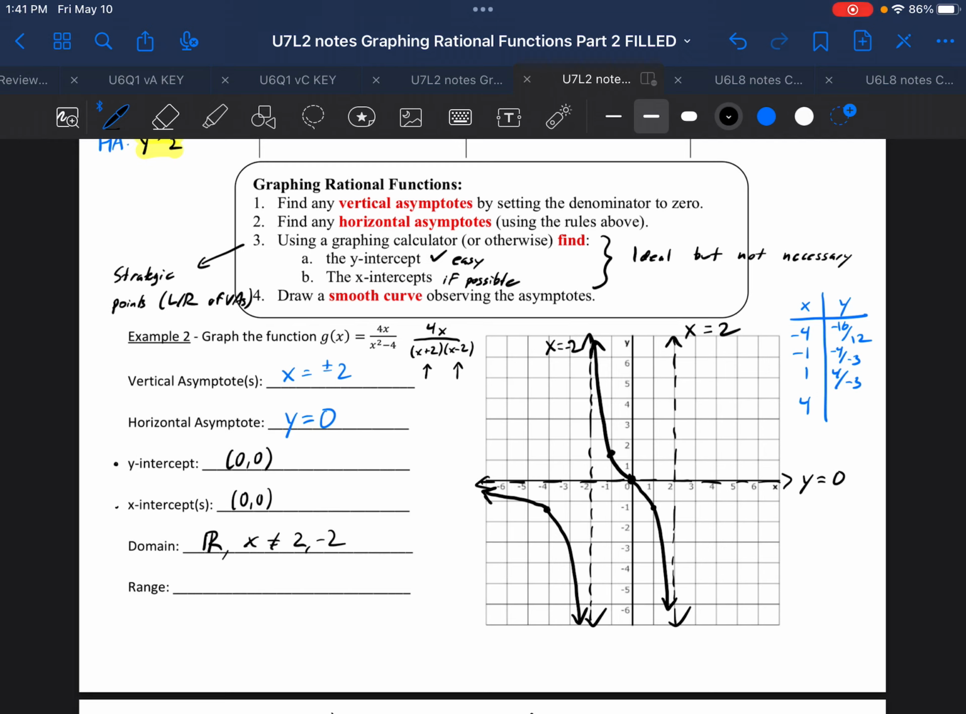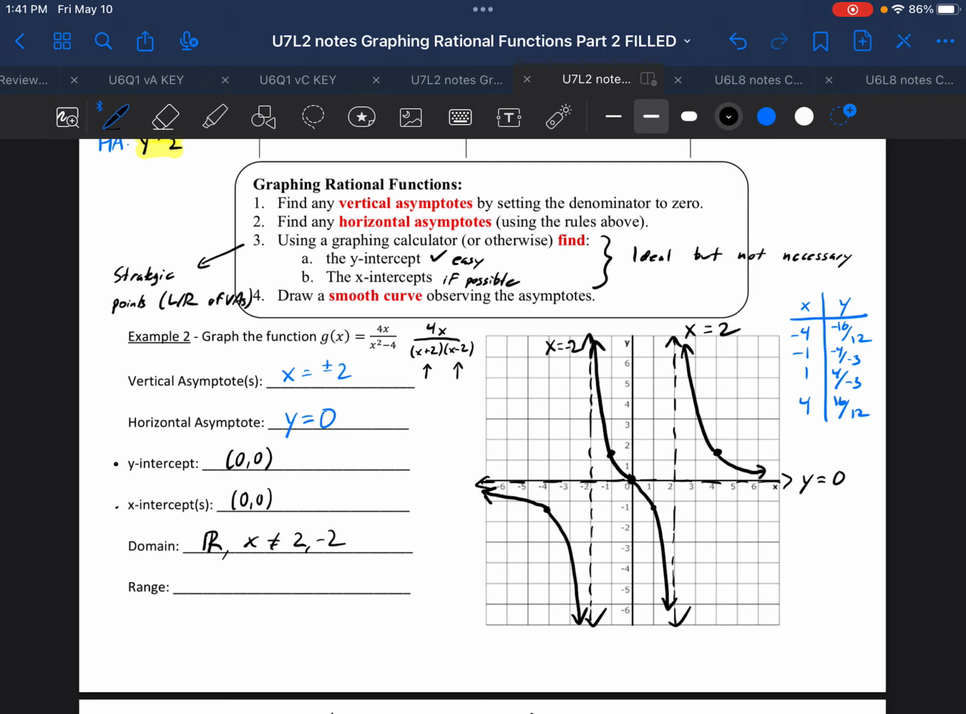In the last case, if x is positive 4, we get 16 over 12, which is 4 over 3. So when x is 4, we get 4 over 3, and we get this part of the graph looking like that. So you can just pick test points to guide the rest of the graph.